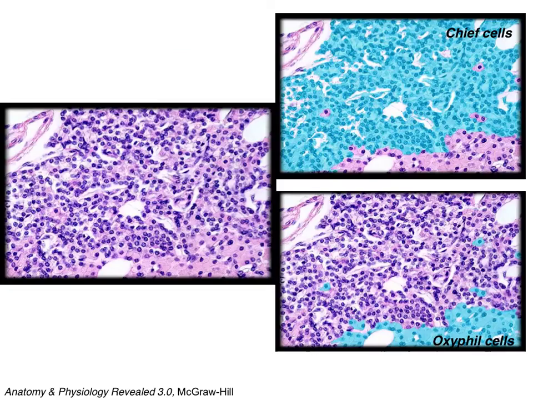This is another view of the histology of the parathyroid gland. It's difficult to tell the difference between the chief cells and the oxyphil cells. The chief cells tend to be smaller, with a central nucleus and less cytoplasm. The oxyphil cells, down here, tend to be bigger with more cytoplasm.